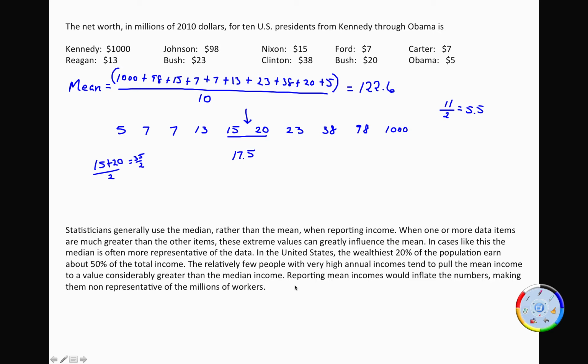Imagine if you worked for Microsoft and you were doing a report on the average income for Microsoft workers. Imagine what that's going to do if you throw in Bill Gates' income, right? It's not going to be reflective of the thousands of other workers in that company. So keep that in mind also.